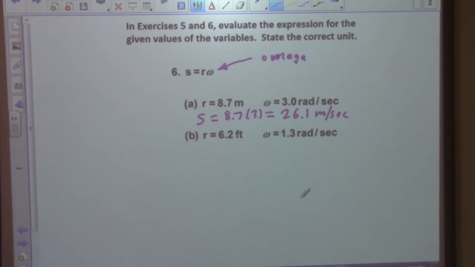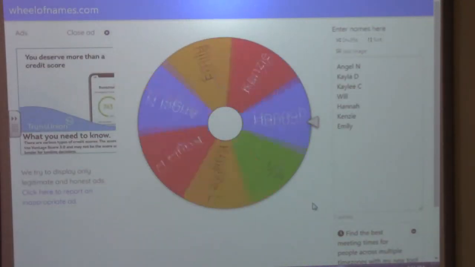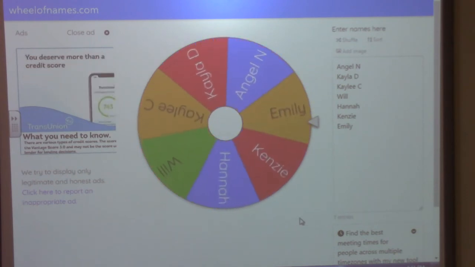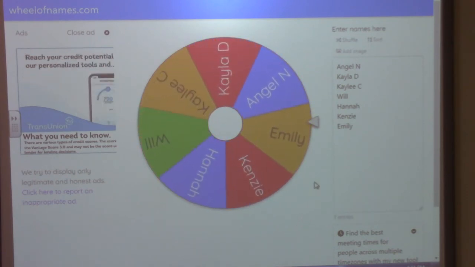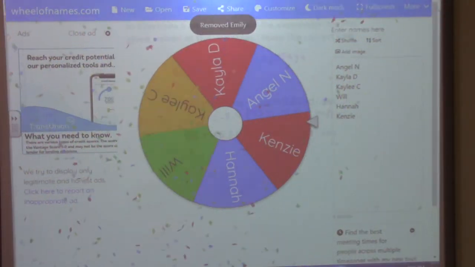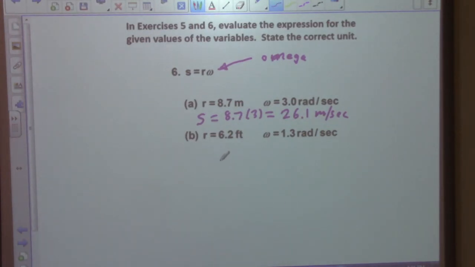I want to choose somebody for 6B here in a minute. And this person that I choose is going to be Emily. All right, what do you got here? I got 8.06 feet per second. Okay, feet per second, right? So you're converting radians per second into, in this case, feet per second. Okay, does that make sense?